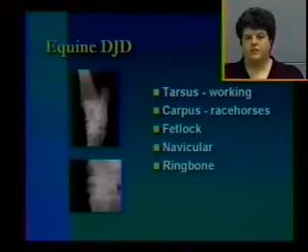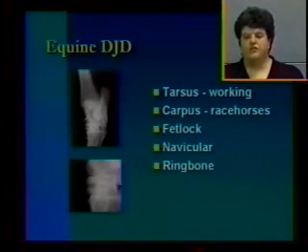DJD, or degenerative joint disease, in the horse is very common because we ask them to do things that they weren't necessarily designed to do. In the tarsus, you'll see DJD changes commonly in the working horse, so the cutting horse, the dressage horse, the hunter jumper.